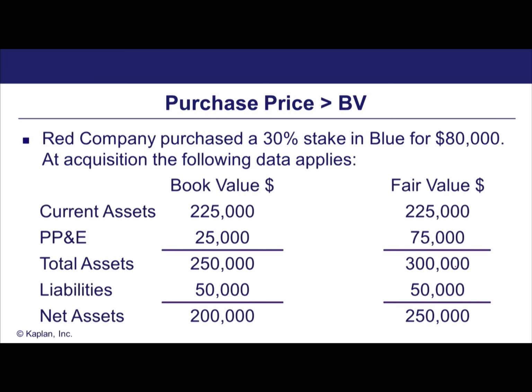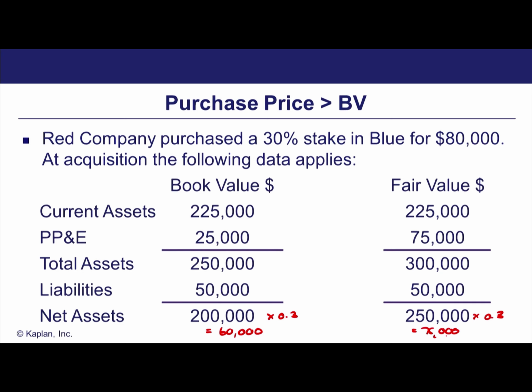So look, if we were to bring in our share of its book value net assets, let's just multiply that by 0.3. That would give us, what would that give us? 60,000, sorry. There we go, 60,000. Whereas if we bring in our share of the fair market value net assets, that would be 75,000.